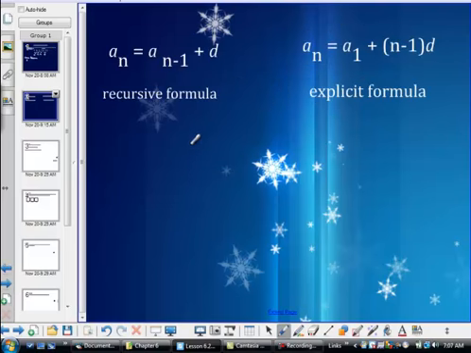Okay, next thing you want to stop and write these down because this is huge for the whole chapter. The difference between a recursive formula and an explicit formula. Remember we talked about these a little bit last week. Recursive means you have to look back. That's supposed to be a smiley face. You have to look back to find the next term. An explicit formula gets you right there.